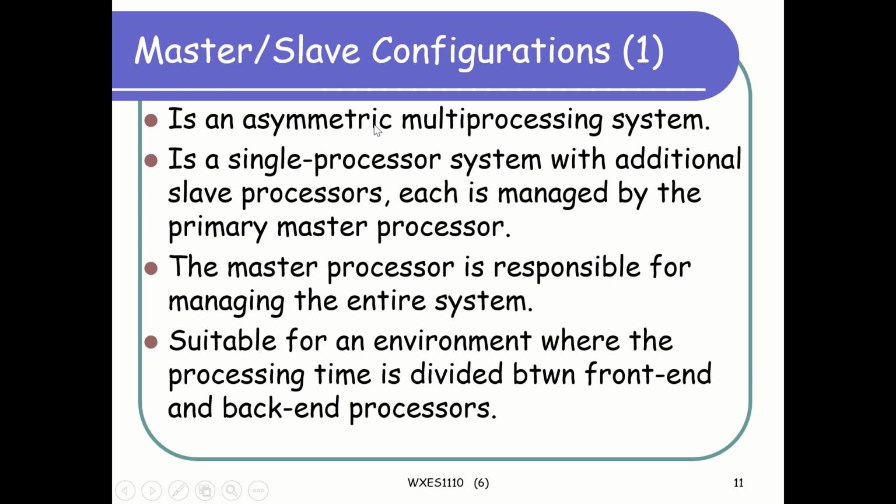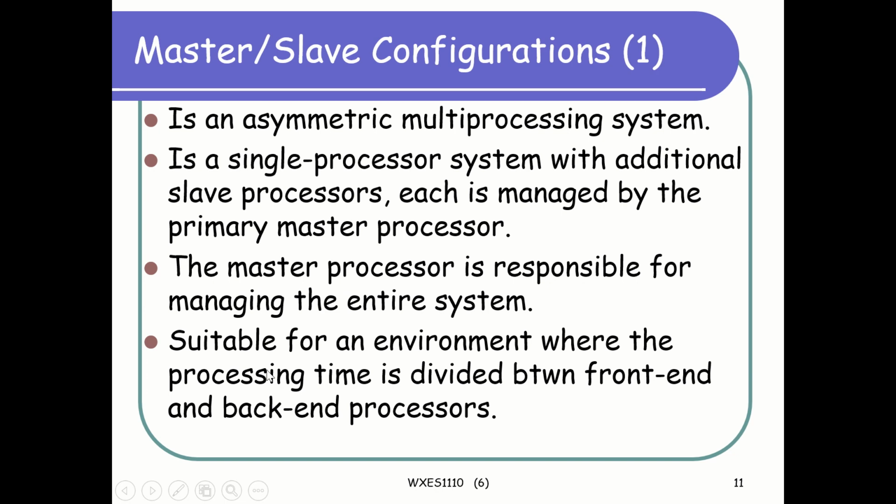So what is a master-slave? It is asymmetric, as opposed to symmetric, so it's an asymmetric multiprocessing system. It's a single processor system with additional slave processors, each managed by the primary master processor. You can have 2 or more slave processors, but each will be managed by the primary master processor. The master processor is responsible for managing the entire system. It is like the manager, the leader.